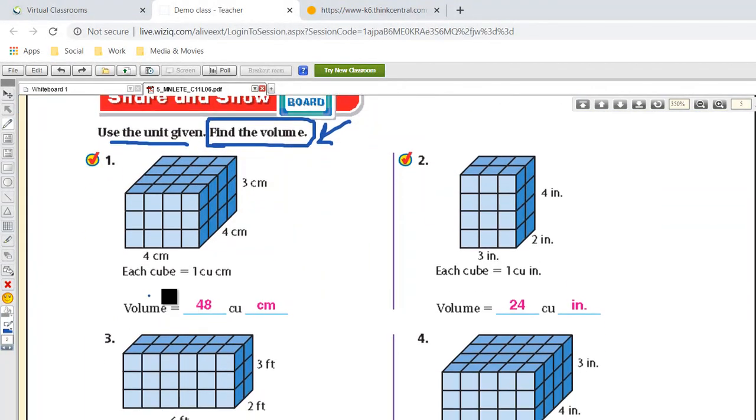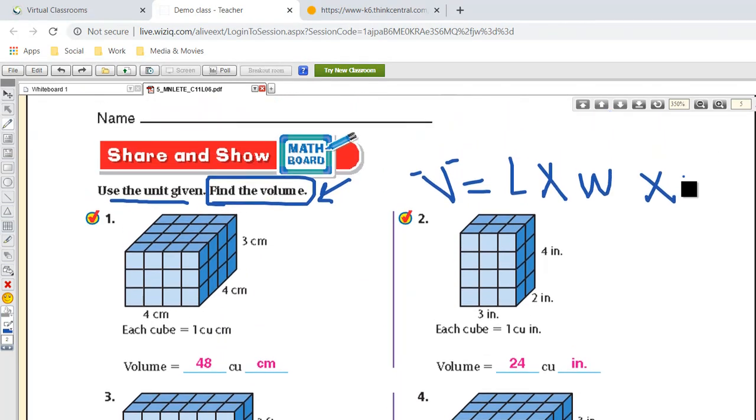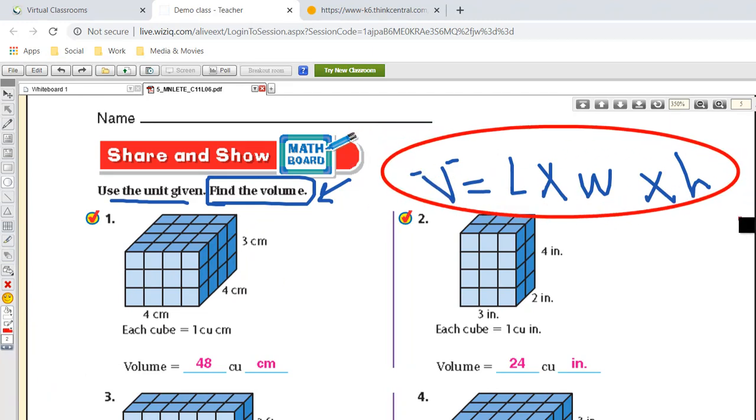Now, if we want the volume, as we know, the general formula. Write it here. Write with me. Copy this with me. Volume equals length times width times height. So this is the general formula. Okay, write it here. So volume equals length times width times height.